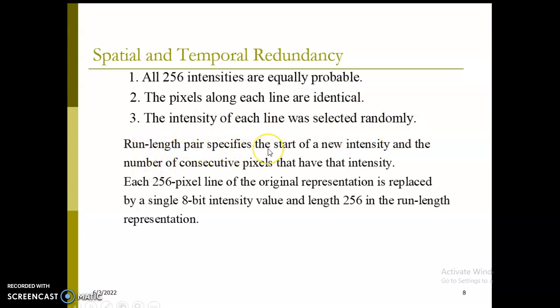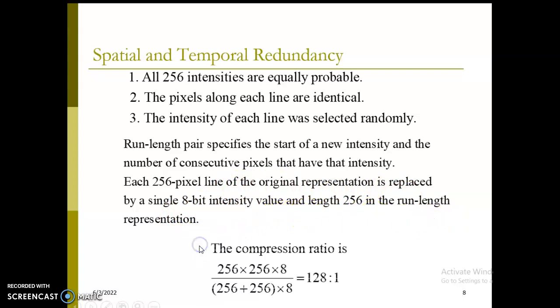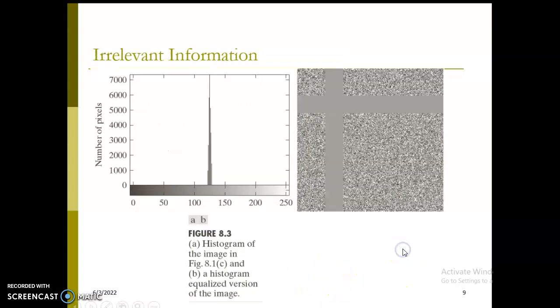Run length pair specifies the start of a new intensity and the number of consecutive pixels that have that intensity. Each 256 pixel line of the original representation is replaced by a single 8-bit intensity value and length 256 in run length representation. The compression ratio is 256 into 256 into 8 divided by 256 plus 256 into 8, equal to 128 colon 1.